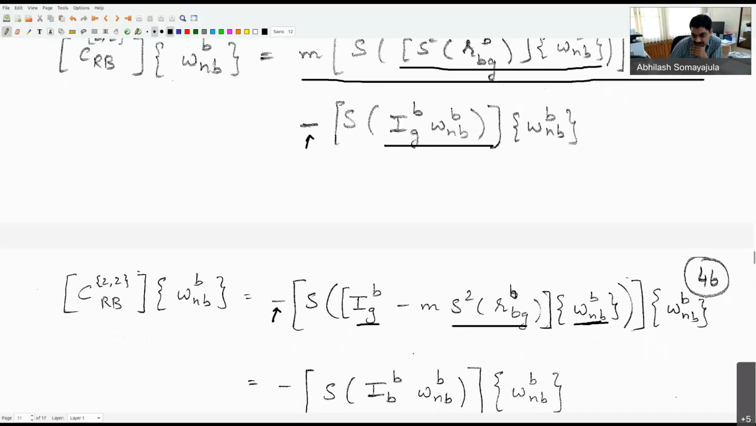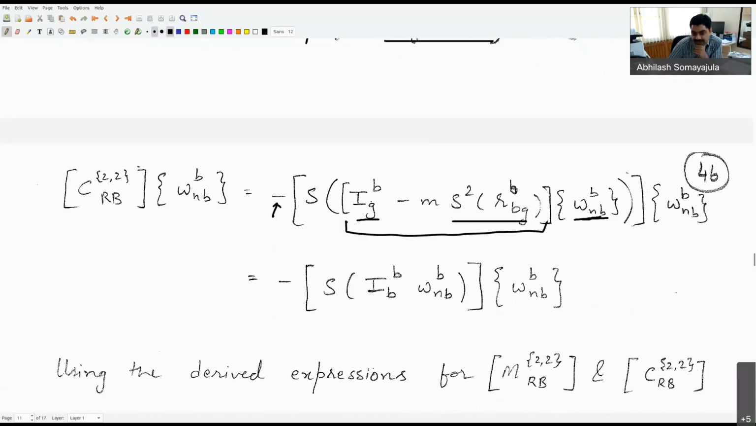That's all. Now, if you observe this inside thing, Ig minus m S square r, that looks familiar. We have seen it somewhere, isn't it? What is that? IBB. Yes, sir. It's IBB. So instead of now having Ig, I can now replace that with IBB, and then my simplified expression now becomes this.